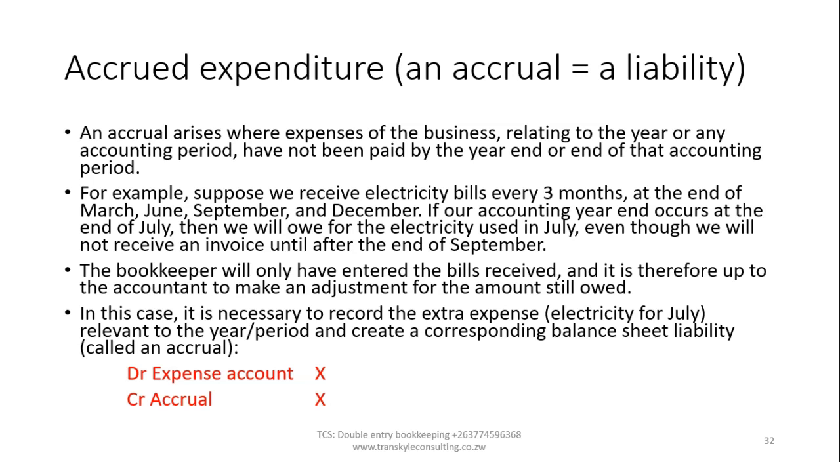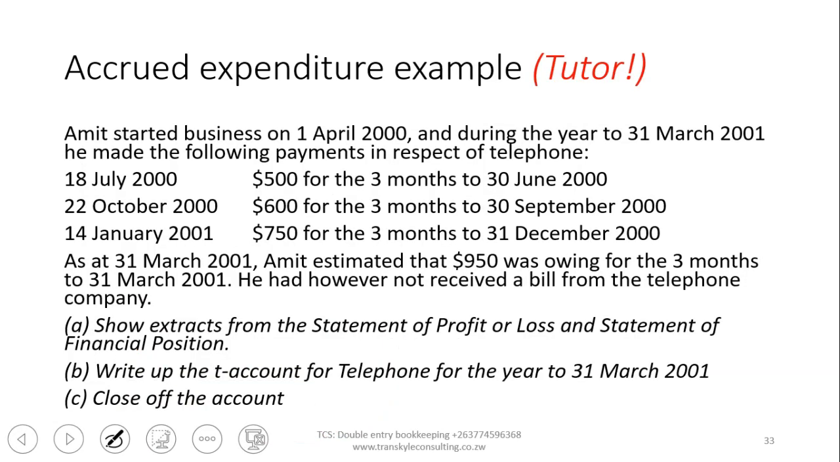This is the double entry that is recorded because the business would have enjoyed the expense but did not pay for it. So an accrual arises where expenses of the business relating to the year or end accounting period have not been paid by the year end or end of that accounting period. Now, let us go through this example together to understand the issues to do with accruals and prepayments.